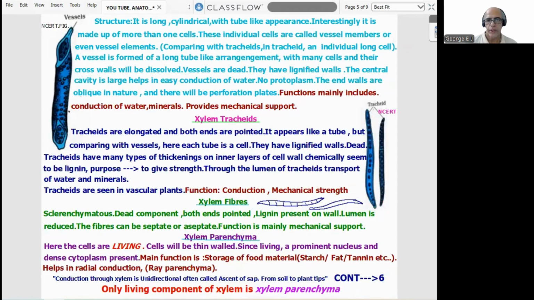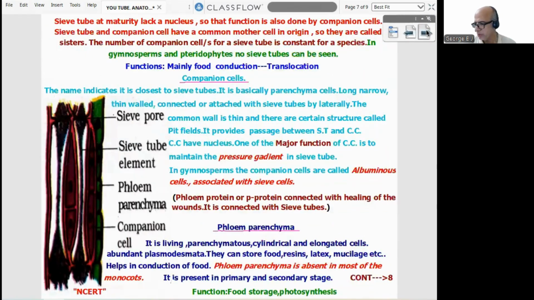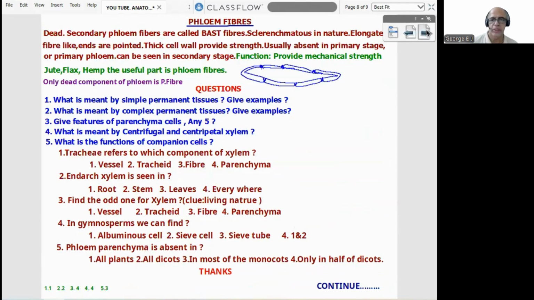Then we entered into phloem, that is translocation and classification. Components are sieve tube, companion cell, phloem fibers, parenchyma, and in gymnosperm sieve cells and albuminous cells. And what are their functions? Which form of food is conducted? Then phloem parenchyma, which is absent in most of the monocots. Then phloem fibers or bast fibers. After that, 5 theory questions, 5 NEET model questions with the key.